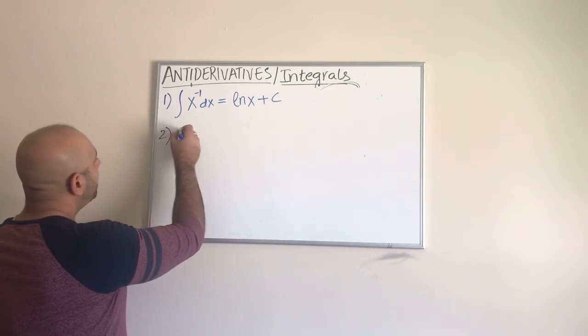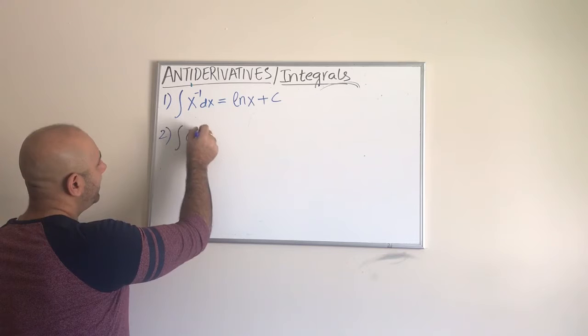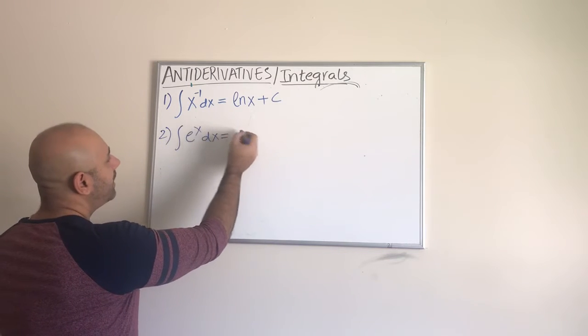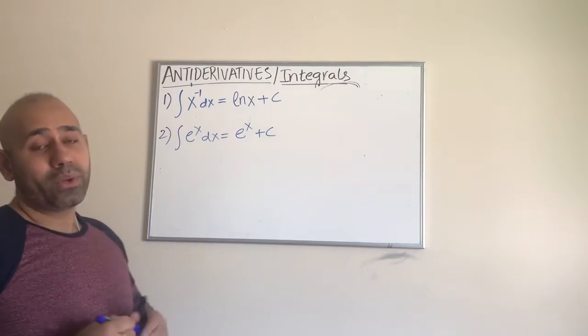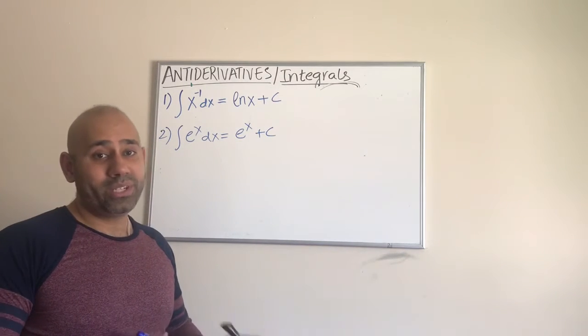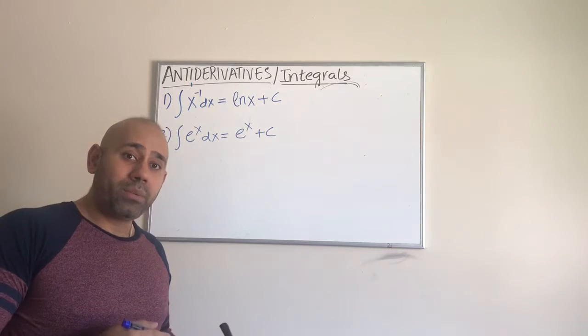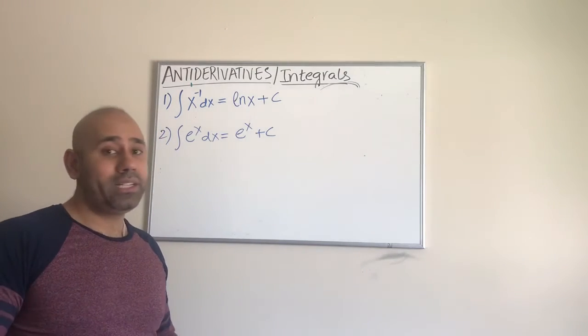Then the second one is, what is the integral of e to the x dx? And guys, this is pretty simple as well. It is just e to the x plus c. I mean, the exponential function is one of the easiest and one of the best functions, because the derivative of the exponential function of the form e to the x is e to the x, and the antiderivative is the same.